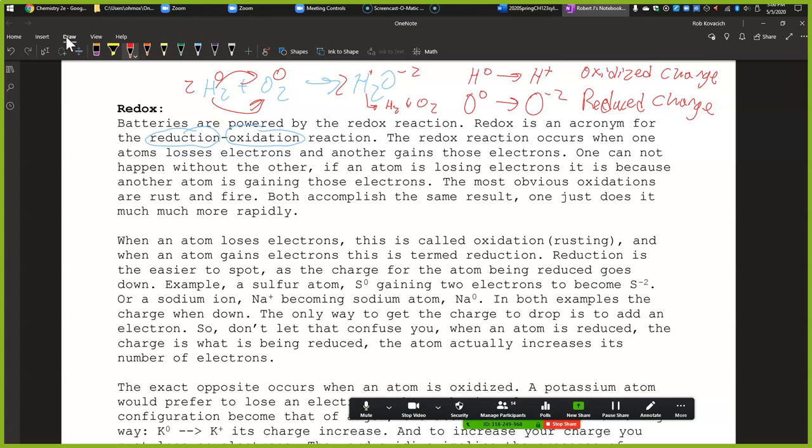And stop. You got to go outside. Thanks. Oh, redox means reduction and oxidation. I totally forgot.